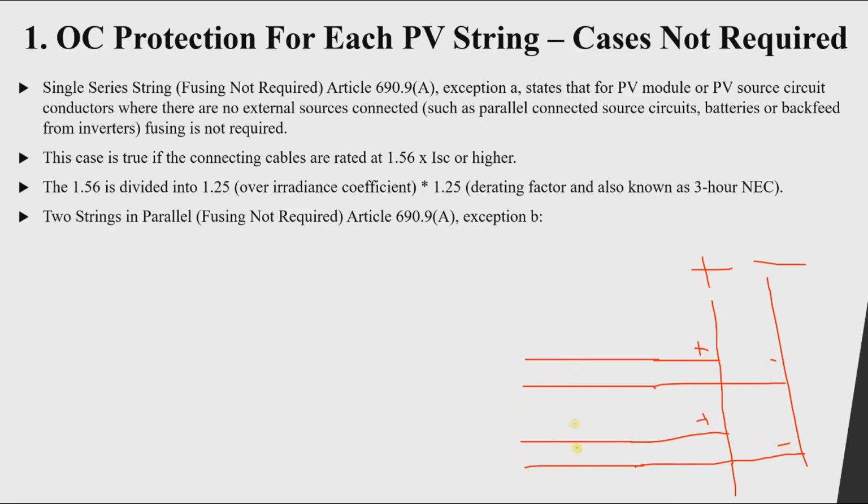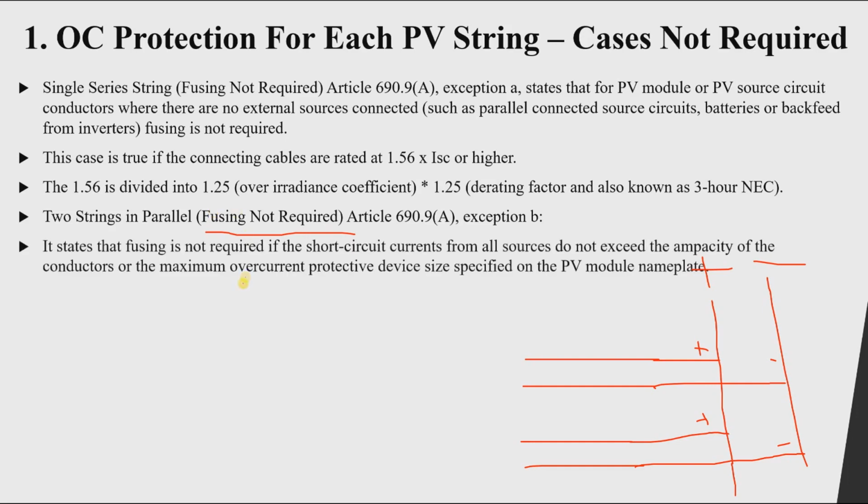If we have two strings in parallel, you don't need any fuse either. So we don't need a fuse in the single series string and we don't need any fuse in the two parallel strings. Okay, this is according to the NEC and IEC. So here it says that the fusing is not required if the short circuit current does not exceed the ampacity of the conductors or the maximum overcurrent protective device size specified on the PV module nameplate.